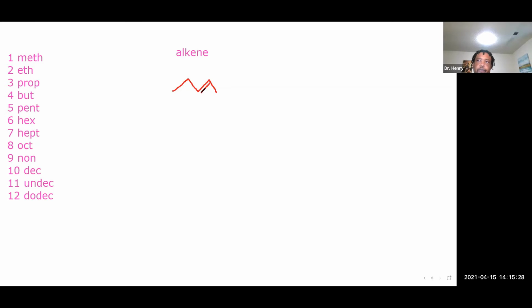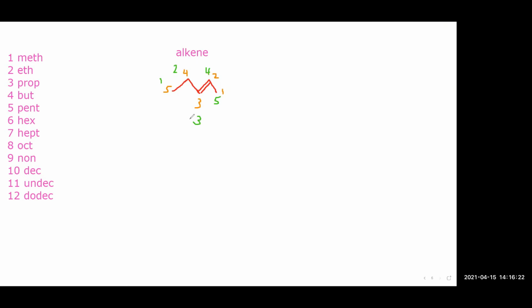The way that we would name this structure, you'd have to tell me where the double bond is located, right? So we'd have to count our carbons. And you want to count it so that the double bond has the lowest number associated with it. If I count it in this direction, 1, 2, 3, 4, 5, the double bond starts on the 2 carbon. If I count it from the other direction, 1, 2, 3, 4, 5, the double bond starts on the 3 carbon. So which way do I want to number it? The orange or the green? Orange. So we want to go with the orange.